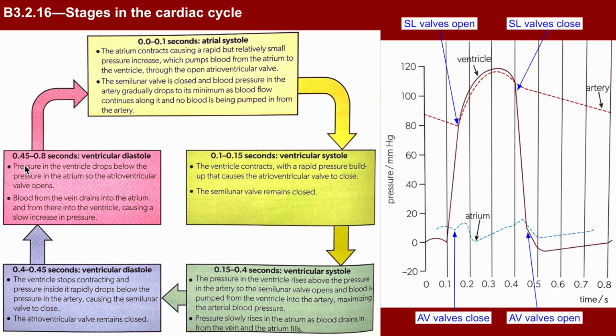And then from 0.45 to 0.8 seconds we have our ventricular diastole. Pressure in the ventricle drops below pressure in the atrium. So now our AV valve is going to open. Blood from the vein drains into the atrium and from there into the ventricle, causing a slow increase in pressure, and the cycle begins all over again.